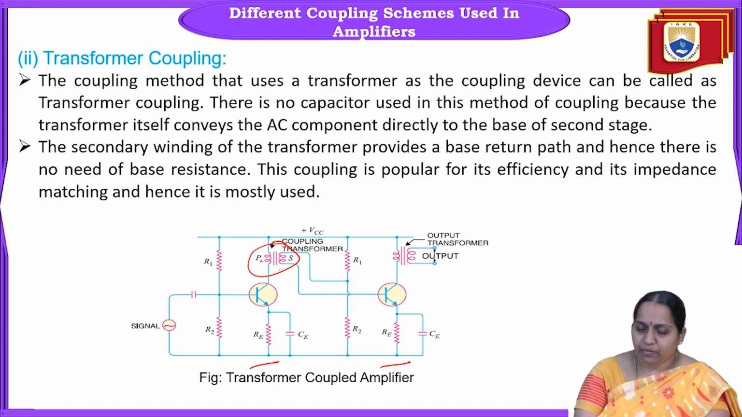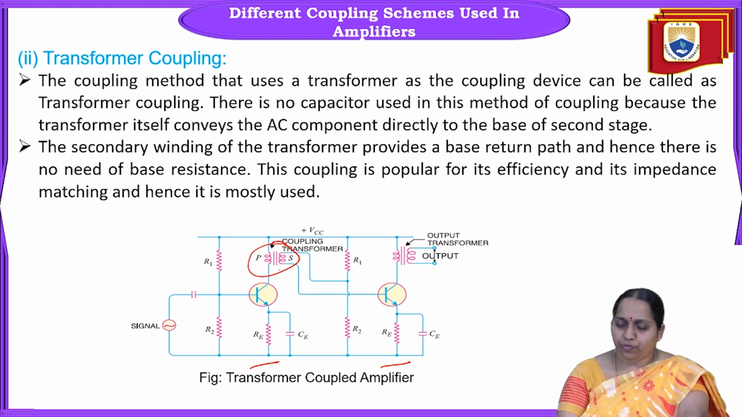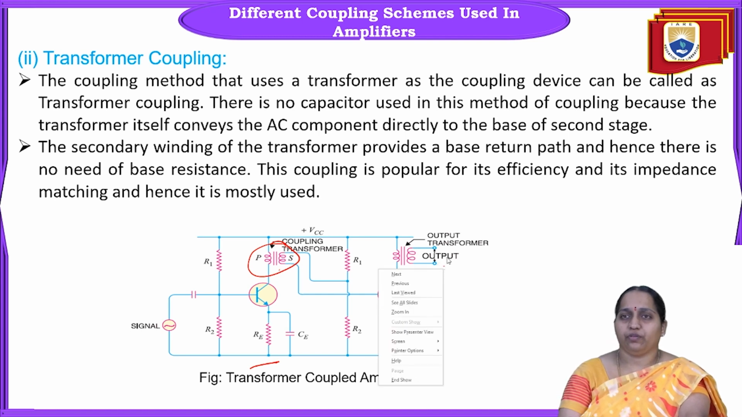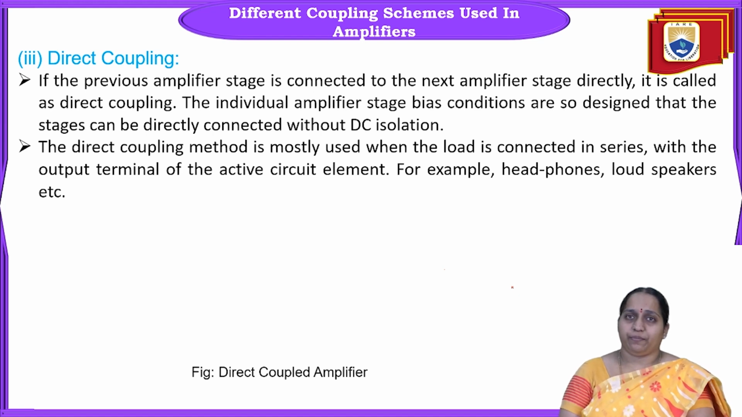You can see this is the primary winding and this is the secondary winding. So the output of the first stage is connected to the input of the second stage by making use of a coupling transformer. And the output here is measured again using an output transformer. Okay, so direct coupling. The third type of coupling is called direct coupling.